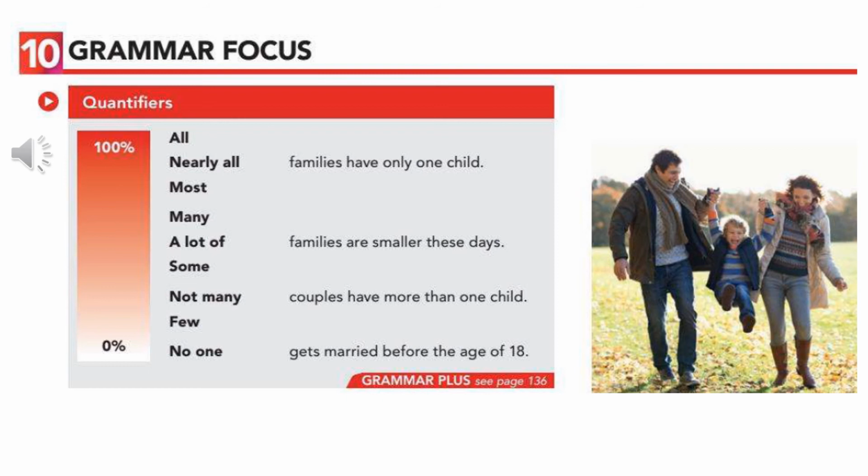All families have only one child. Nearly all families have only one child. Most families have only one child. Many families are smaller these days. A lot of families are smaller these days. Some families are smaller these days. Not many couples have more than one child. Few couples have more than one child. No one gets married before the age of 18.